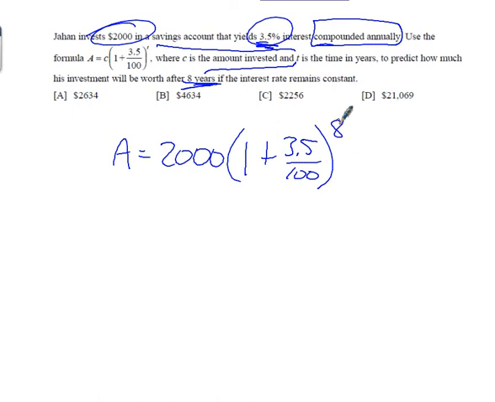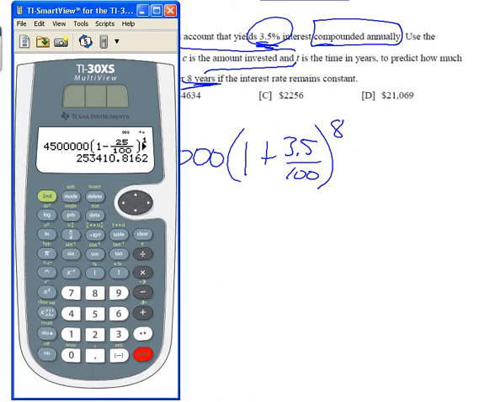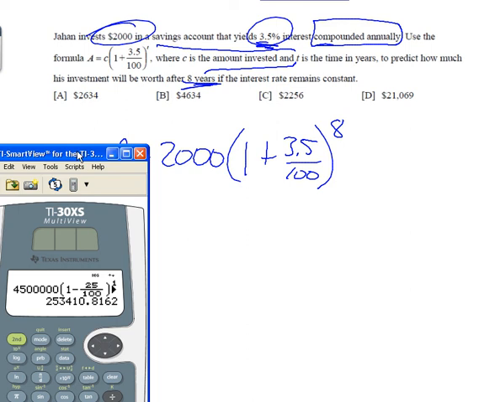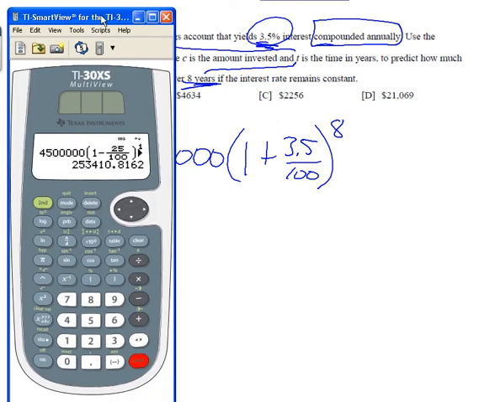So it's just a matter of going to the calculator and $2,000, parentheses 1 plus, I could put in the 3.5 over 100. I did want to show you this. I could put in 3.5 and hit the percent key as well. That was second and this open parentheses. So that's another way of doing it. And then raising it to the 8th power.